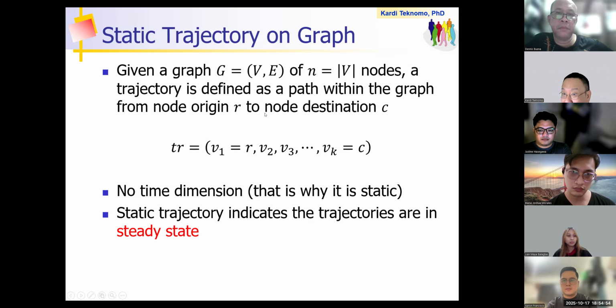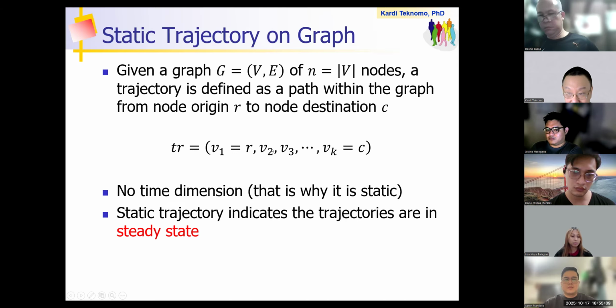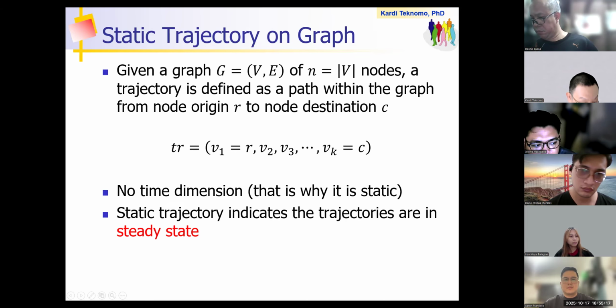Say the origin is R and the destination is C, and then these are the node sequence: V1, V2, V3 until Vk. The V here represents the nodes. There is no time dimension. That's why we call it static. So this represents steady state.